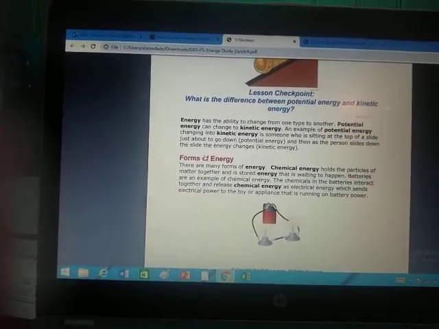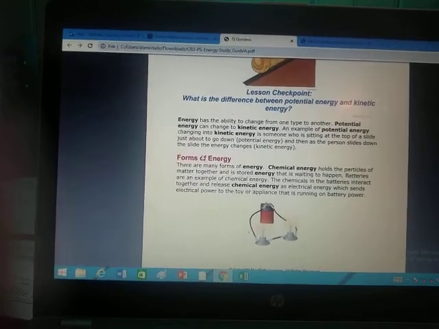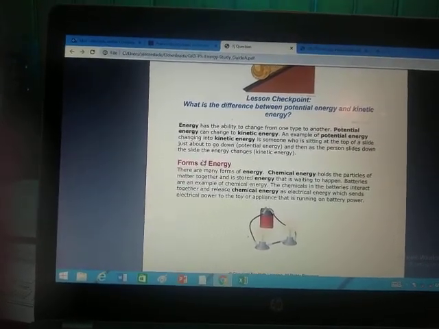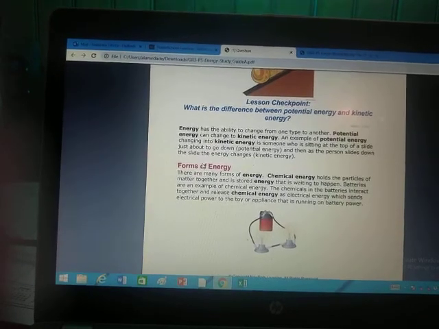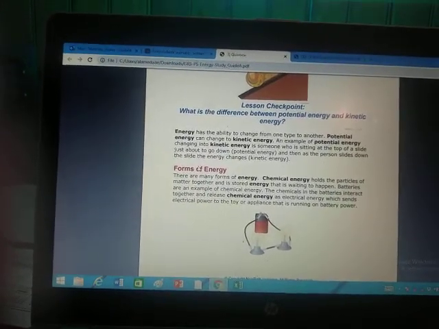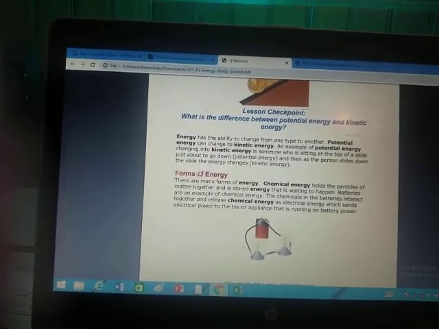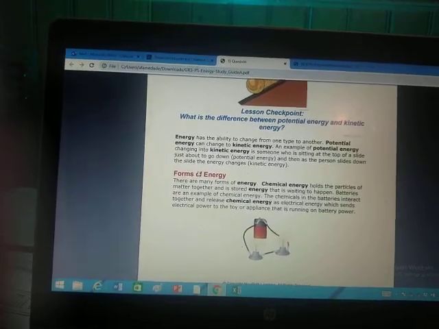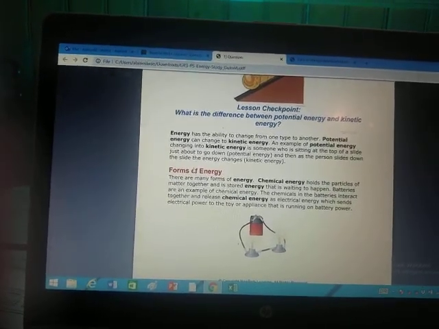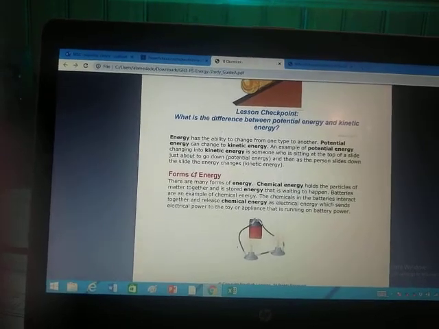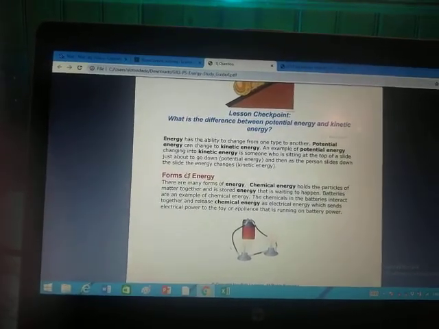Energy has the ability to change from one to another. Potential energy can change to kinetic energy. An example of potential energy changing into kinetic energy is someone who is sitting at the top of a slide just about to go down, potential energy. And then as the person slides down the slide, the energy changes to kinetic energy.